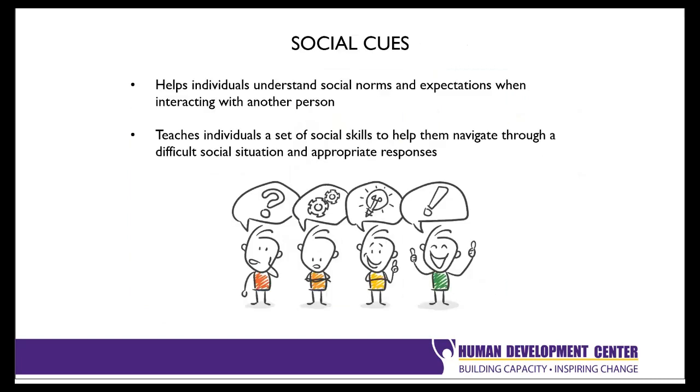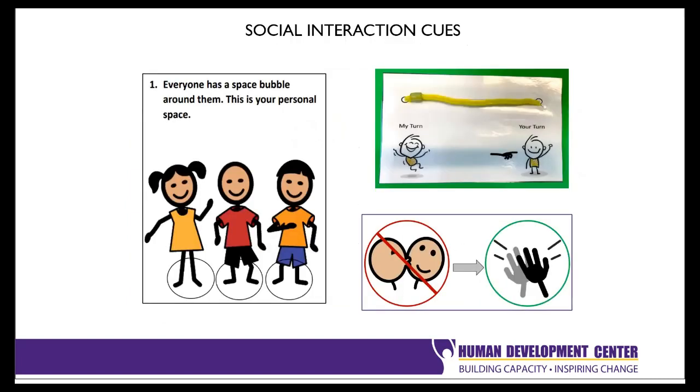And then we also use visuals when we talk about social cues. Social cues help individuals understand social norms and expectations when interacting with another person. And social cues teach individuals a set of social skills to help them navigate through a difficult social situation and appropriate responses. So here are some visual examples of social cues.